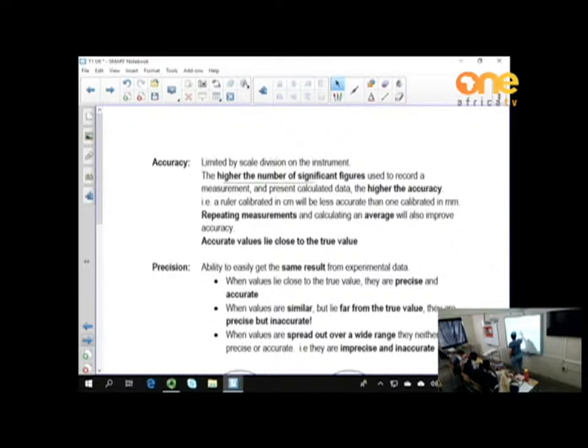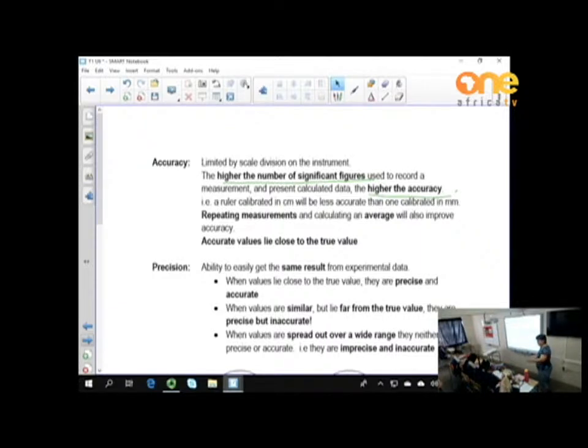They say the higher the number of significant figures used to record a measurement and present calculated data, the higher the accuracy. But remember, it is limited by the instrument. You cannot be more accurate than the instrument. That's impossible.